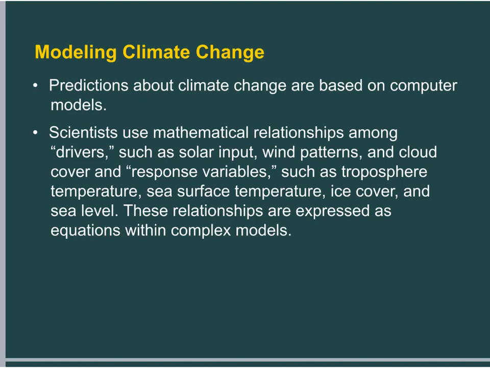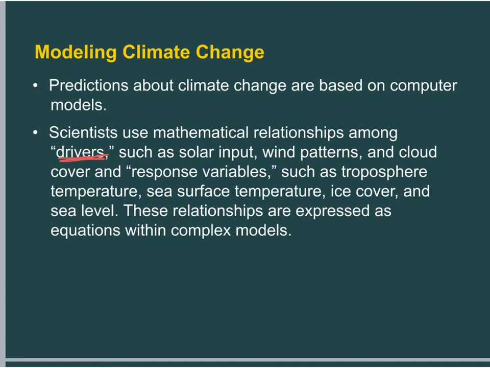But a lot of these projections and predictions are based on computer models. All right, so scientists use mathematical relationships among drivers. So these are sort of the things that move along temperature increases, like solar input, that's the amount of sunlight, wind patterns, cloud cover, and response variables such as troposphere temperature, surface temperatures, ice covers, and sea levels. These relationships are expressed as equations and complex models, right?